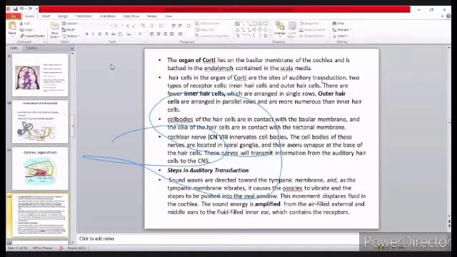Remember, when we say transduction, it's just one change of energy into another. The two types of receptor cells are the inner and the outer. The inner cells are few, arranged in only a single row, but the outer cells are arranged in multiple rows.